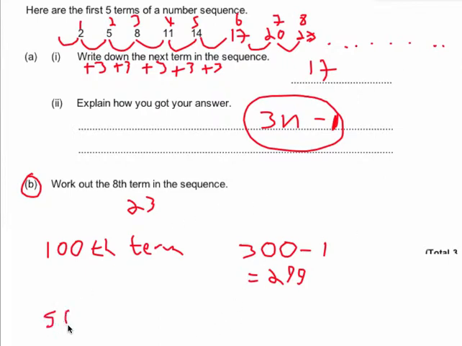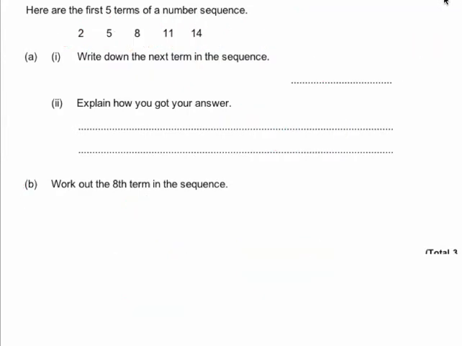Again, for example, if we were asked for the 50th term, then we would replace n with 50. 3 times 50 is 150, minus 1 is 149. So if we were ever asked for a really large nth term, we just replace n with that number, put it into the formula, and you will get your answer.